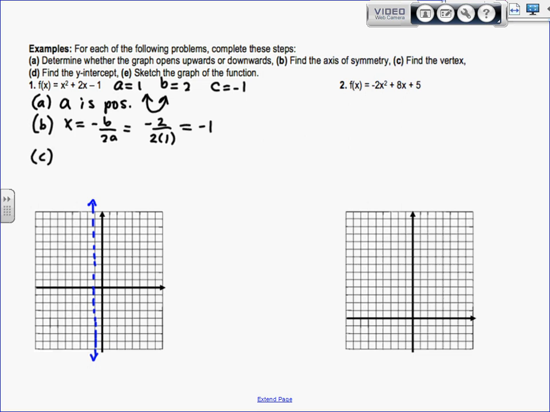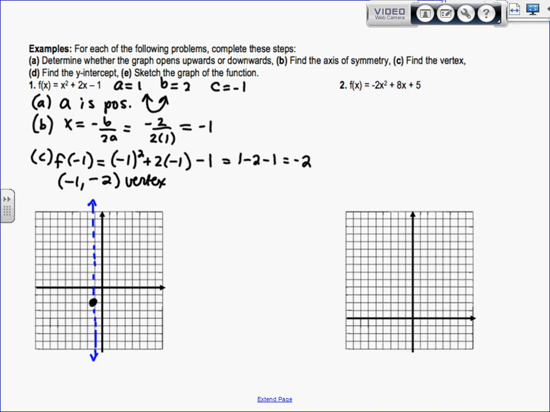All right, C. I'm going to find the vertex. So I know that my vertex has to be located along that axis of symmetry. I just don't know how high or low it is. So I plug in negative 1 into my function. So I have negative 1 squared plus 2 times negative 1 minus 1. So I get 1 minus 2 minus 1. So I get negative 2. Okay, that just found a point. I plugged in negative 1 and I got negative 2 for the y value. That's my vertex. So negative 1 comma negative 2. So right there.